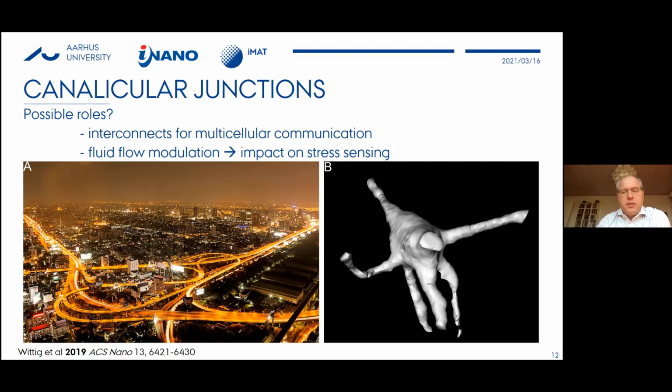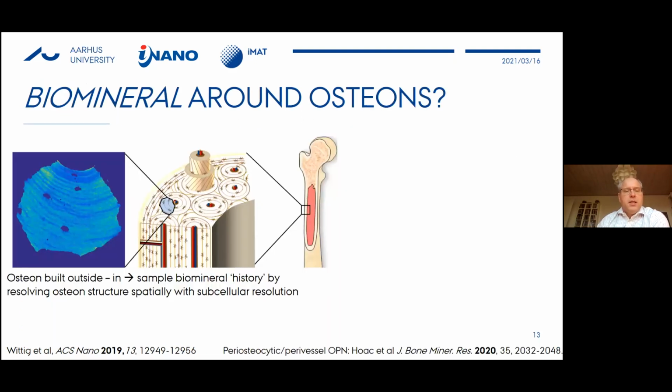So this is nice, and we learn a lot about the void spaces within the bone. But what about the surrounding bone matrix? Can we also learn something about this? To illustrate this, I'll go back to the osteons. And so now we go back to human bone. The osteons are built outside in.